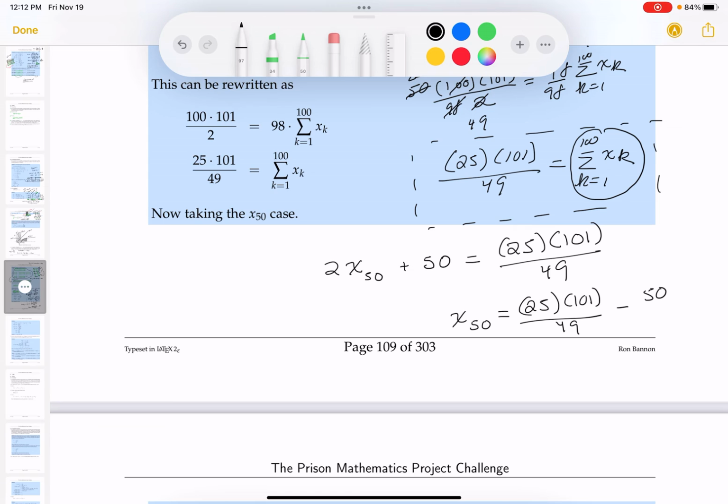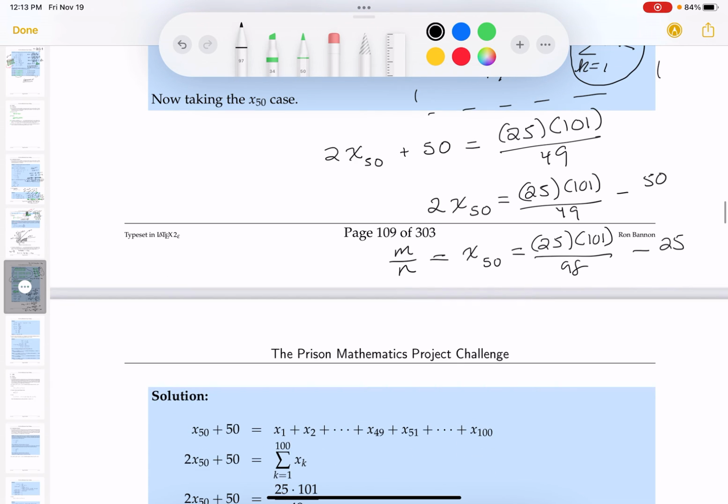Hope I'm not going too fast. Oops, there's a 2 over here too, right? I'm going to divide both sides by 2. x50 equals 25 times 101 over 98 minus 25. Now I want to remind you again, this is m divided by n in lowest terms.